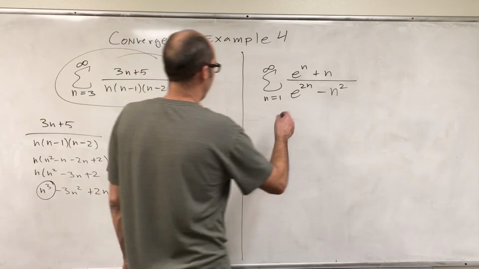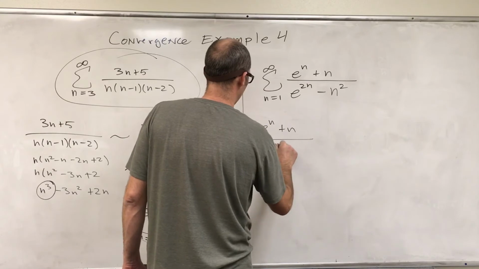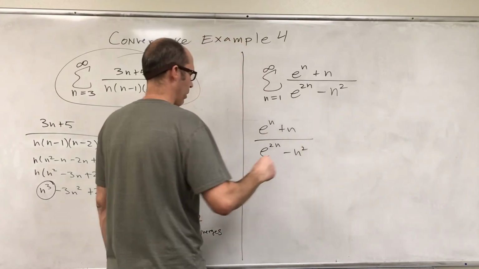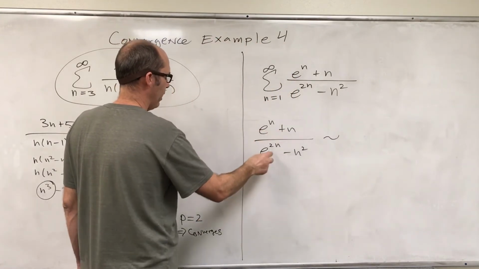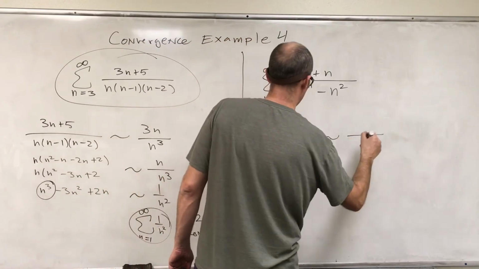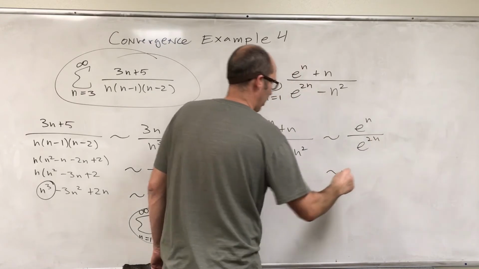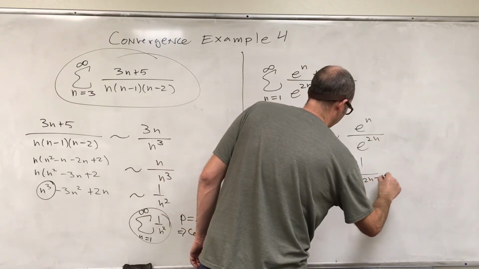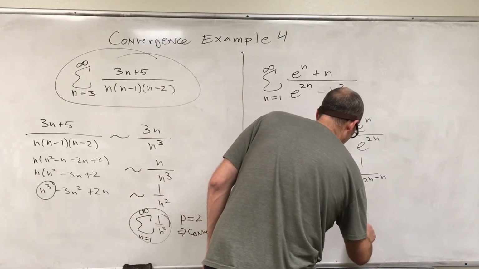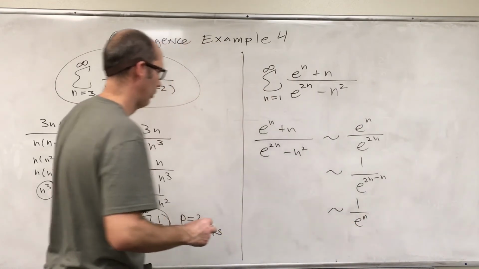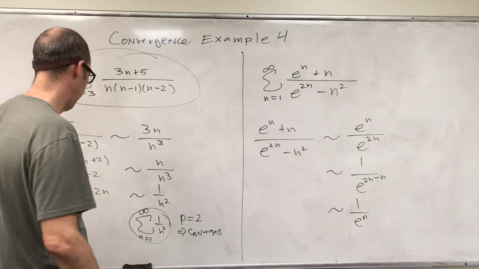All right, so now let's do the same thing here. We've got e to the n plus n over e to the 2n minus n squared. Dominant terms: e to the n grows much faster than n, and e to the 2n grows much faster than n squared. So e to the n over e to the 2n, which is 1 over e to the 2n minus n. 2n minus n is just n, so 1 over e to the n. So now the question is, does that converge or diverge?